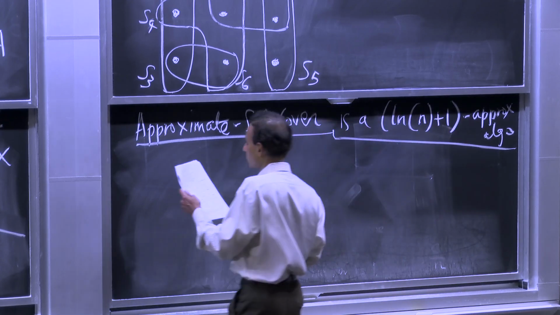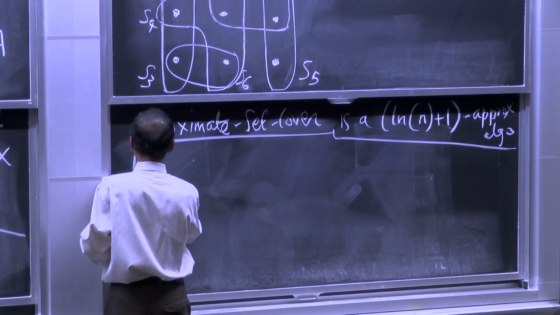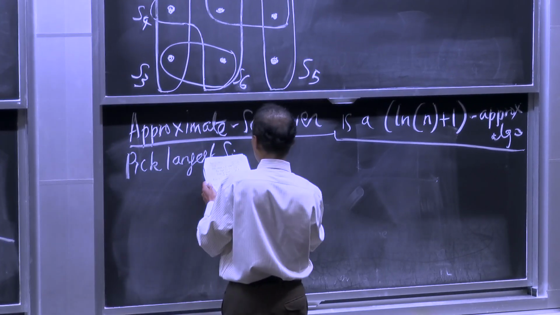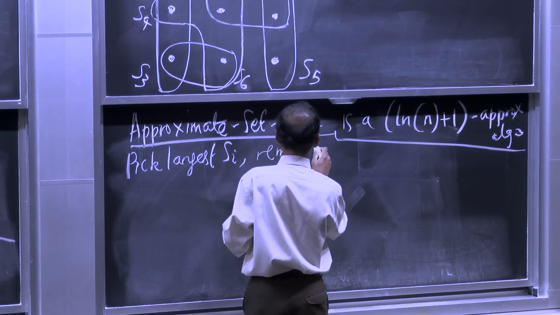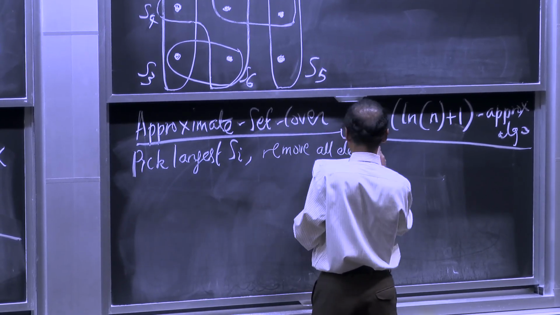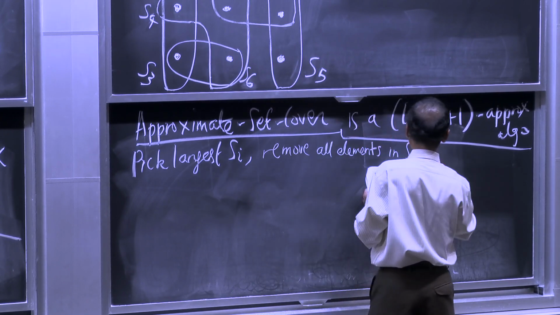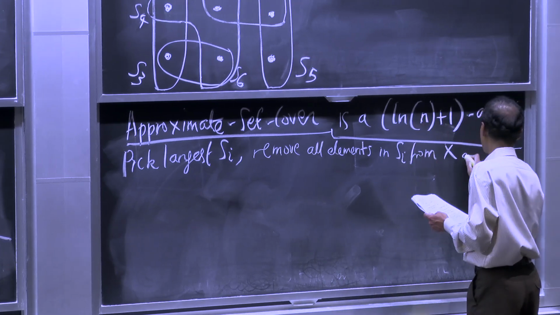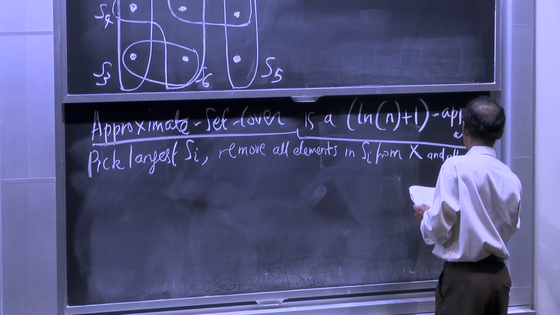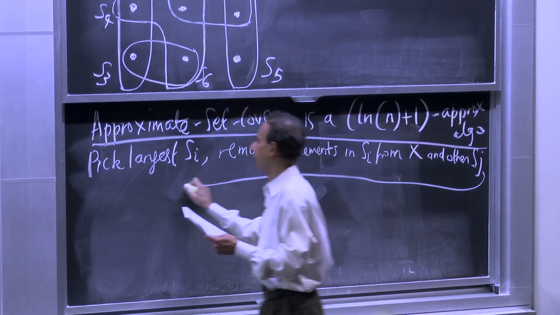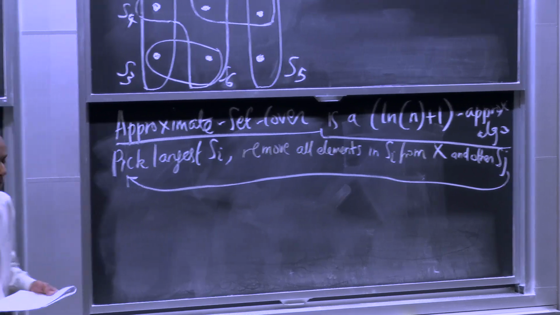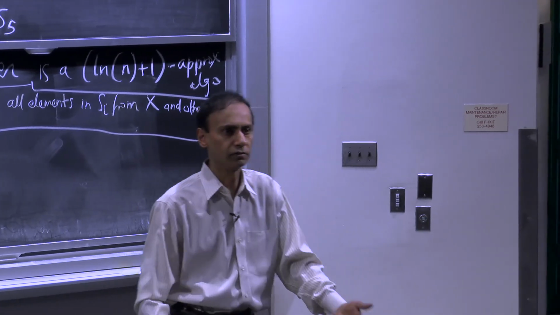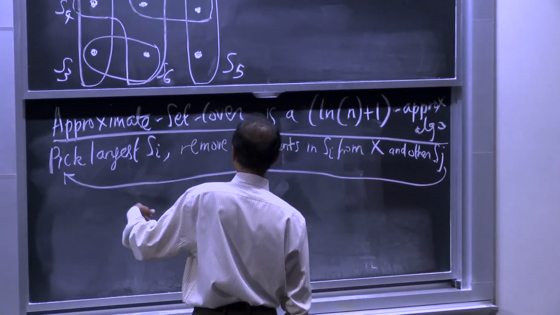And what is approximate set cover? It's pick the largest Si, remove all elements in Si from X and the other Sj. So you're constantly shrinking and then keep doing that. So you'll have a new problem and you're going to specify that new problem on every iteration, just like we did for vertex cover and we've done many a time.